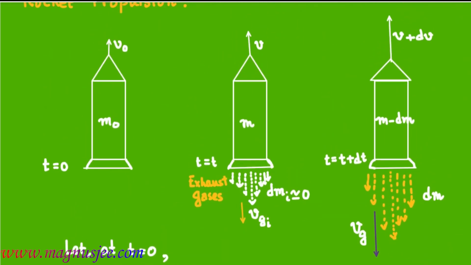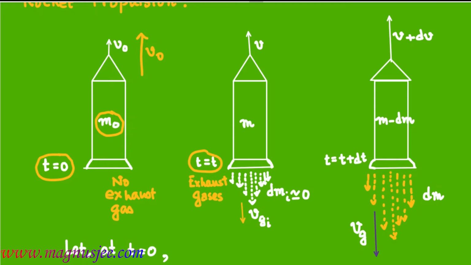Now in the diagram we can explain the motion of the rocket in 3 stages. At instant t equal to 0, the rocket moves with an initial velocity v0 in the vertically upward direction, and m0 is the initial mass of the rocket. No exhaust gases are released from the rocket at the initial instant t equal to 0.